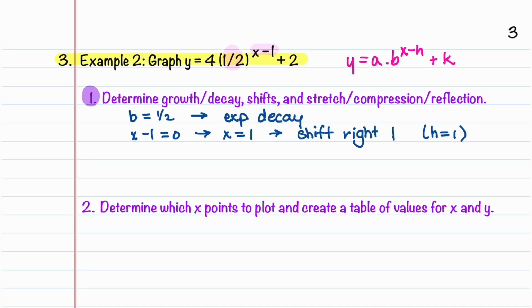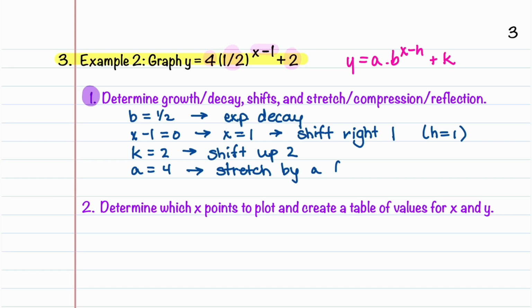Now let's look at our vertical shift. This 2 hanging out all by itself is our vertical shift. So let's write down that k is equal to 2, and that tells us that we have a shift up by 2 units. Lastly, we are going to look at the constant that multiplies our base, and that's equal to 4. So we'll write down that a is equal to 4, and that tells us that we are going to have a stretch by a factor of 4.